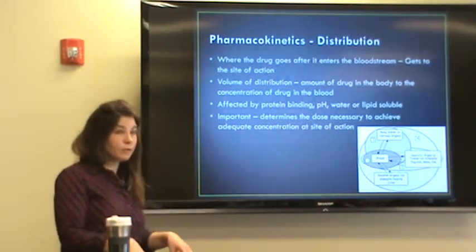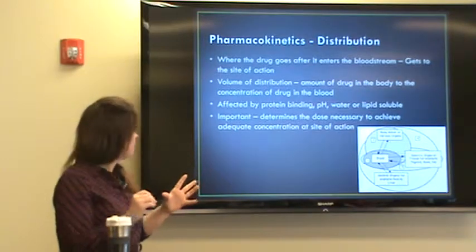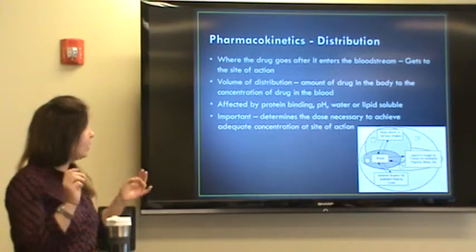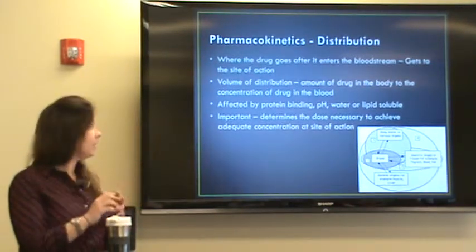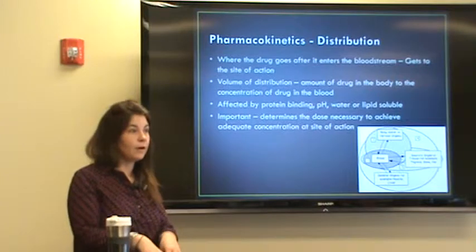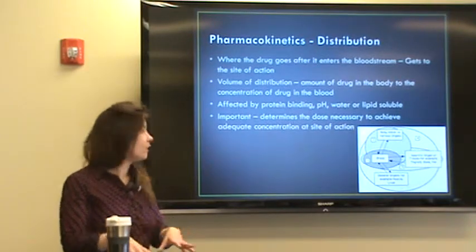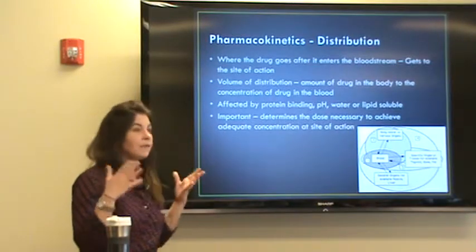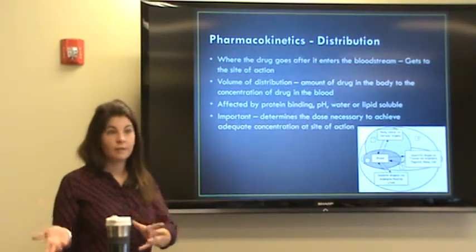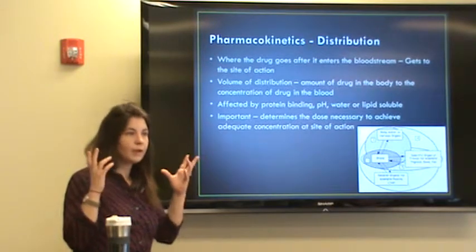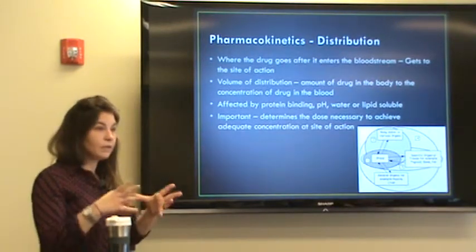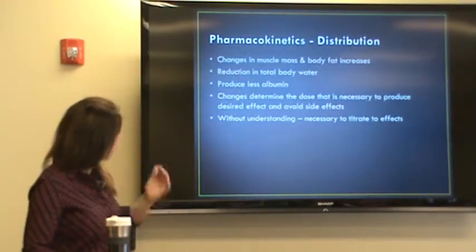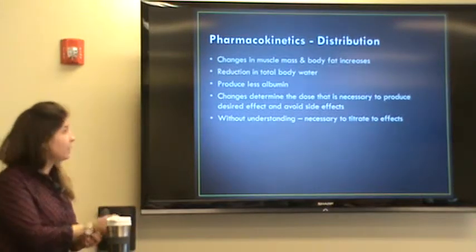Also, the properties of the drug change the way it is distributed in the body. If a drug is protein bound, it's going to distribute one way. Different pHs are going to work differently. And whether it's a water soluble or lipid soluble drug also changes the drug distribution. It's important to know this because this is how we get to the drug concentration that's effective in these patients. You need to get the drug to the receptor, so you need to know how much drug you get to the receptor. So in elderly patients, we see some changes.